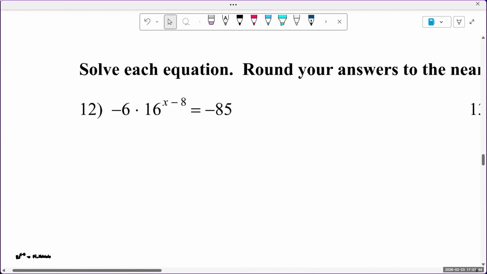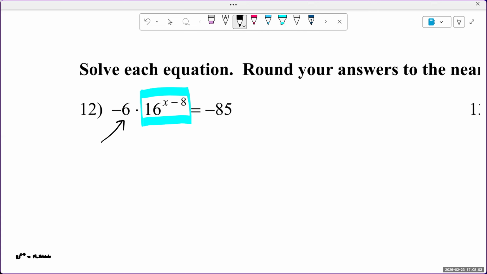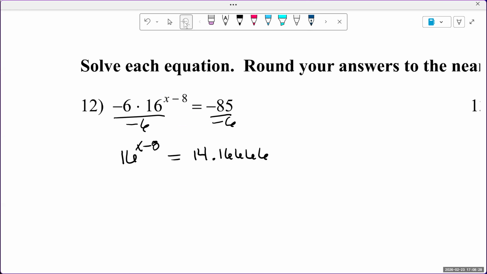Number 12. Okay, so notice this is the exponential part. We need to isolate the exponential part. What am I going to do with this part? Am I adding 6? No. I am dividing both sides by -6. And I get 16 to the x minus 8 is equal to 14.166.